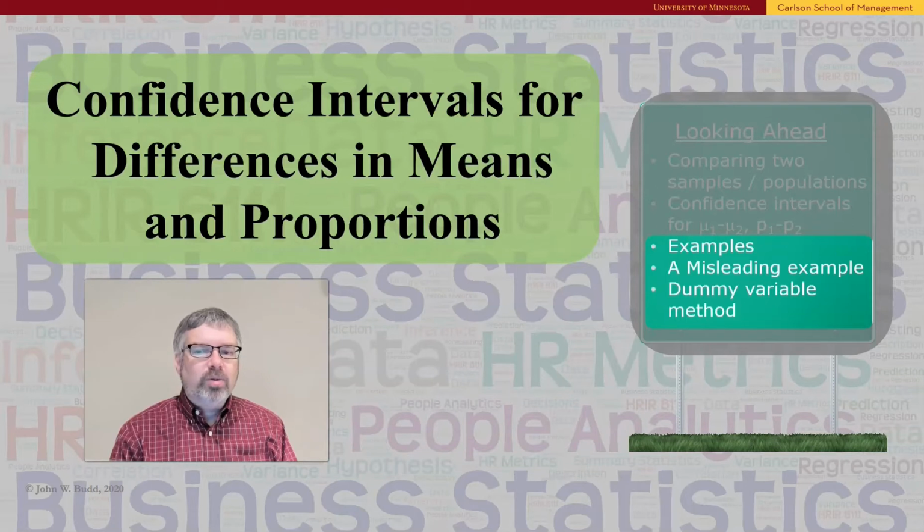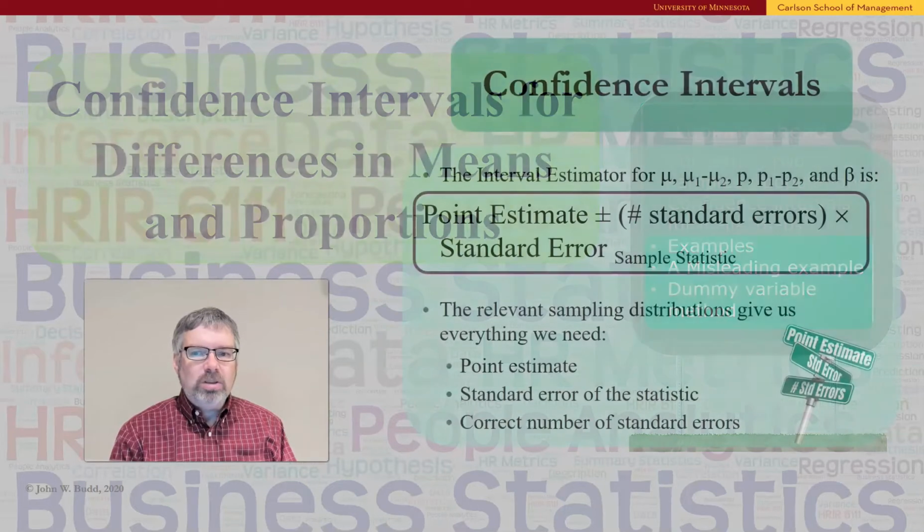I'll also throw in a misleading example that might look like a difference in two means, but it really isn't. And I'll also go through an example where we can use a dummy variable in a regression to construct a confidence interval for a difference in two means.